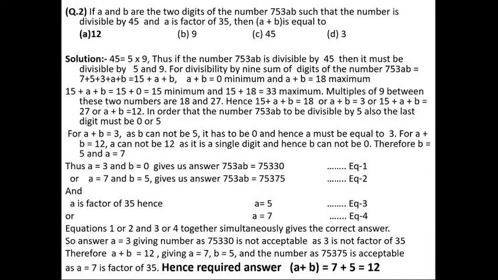If A and B are the two digits of the number 753AB such that the number is divisible by 45 and A is factor of 35, then A plus B is equal to. This is a bit complicated one. Like 753AB, last two digits are A and B. So you have to just check digits, they can have any value from 0 to 9. And then the second condition, that A is a factor of 35, that also you have to take into consideration. And see the solution, it is self-explanatory. Next.